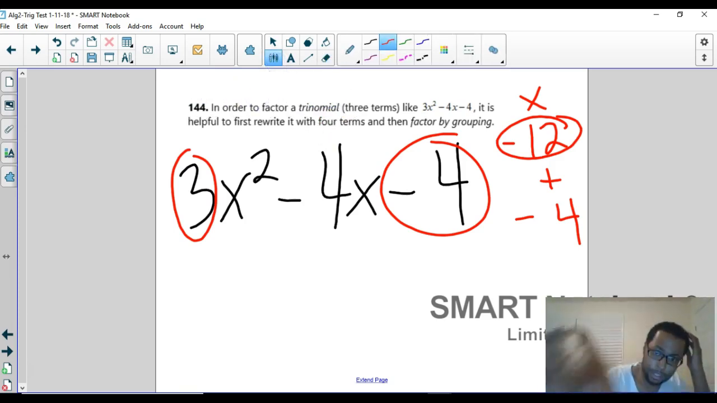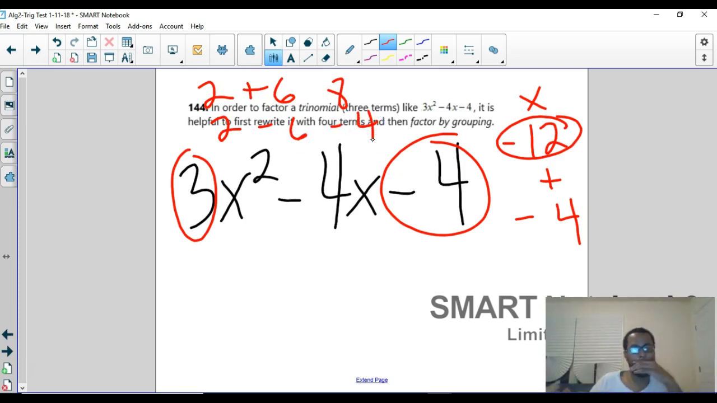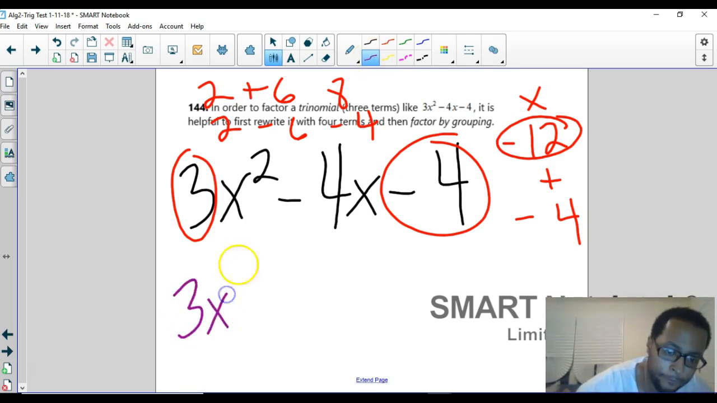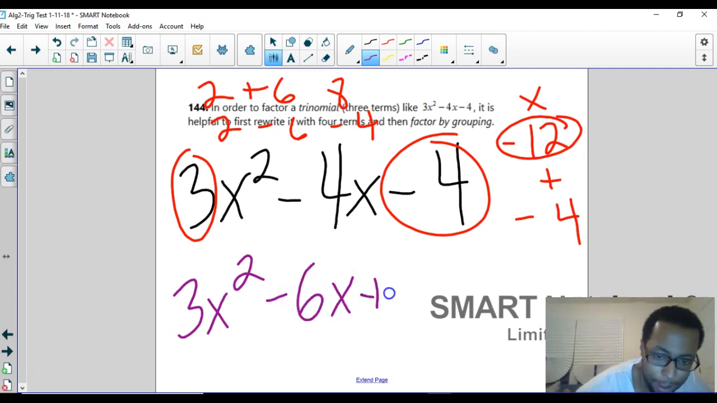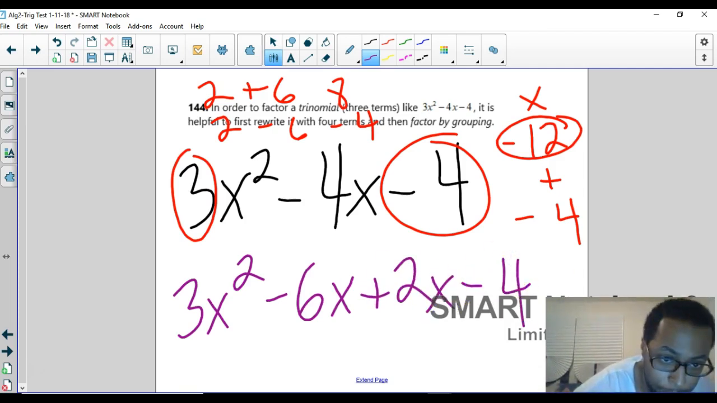My next numbers are 2 and 6. Let's see if 2 and 6 work. 2 plus 6 is 8. 2 minus 6, in this case, is negative 4. Boom, we got our numbers. So now we know our numbers are going to be 2 and 6. But again, how do we know which is positive, which is negative? Again, use your calculator for this one. 3x squared. Because I know that this is minus 4, this has to be a negative 6x. And that has to be a positive 2x. And this is a minus 4. And again, positive 2 minus 6 gives me negative 4, and that's what I'm looking for.